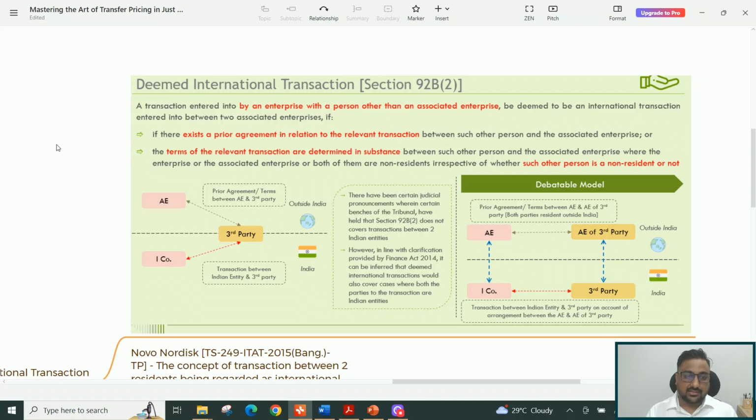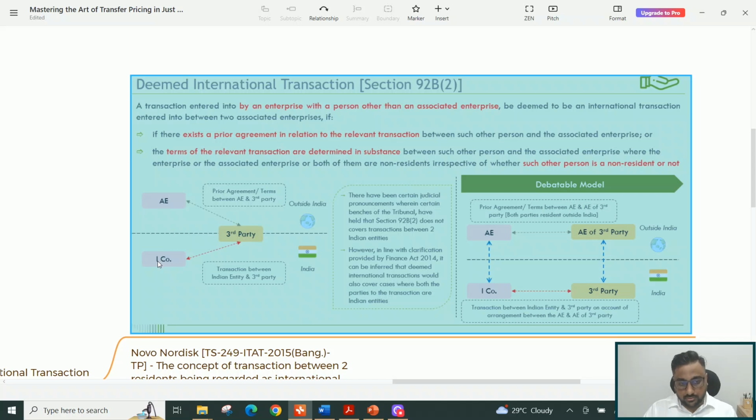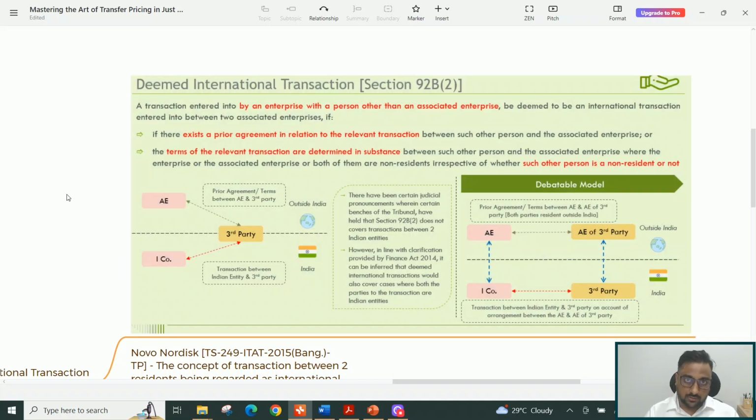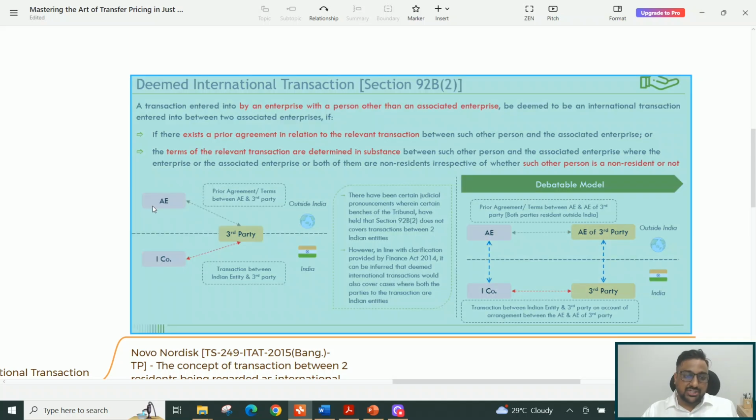How do we understand that? Now there is a situation here where there is an AE of the ICO, right? So you need to understand that ICO and AE are two related parties, related enterprises, associated enterprises. Now the AE has an agreement with a third party to render services to the India company, right? So the India company will make payment to the third party and the agreement is between the AE and the third party. It can be written, oral or on mail. There is no mandate that it should be written only. It can be an oral agreement or on mail also. But on the basis of the price which has been negotiated by this AE with the third party, this third party is rendering services to the ICO.